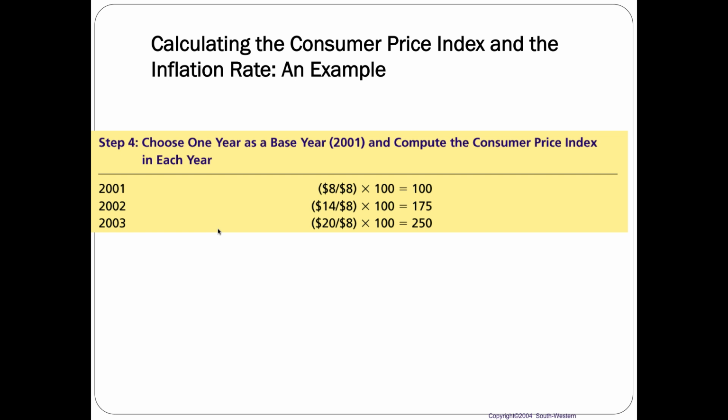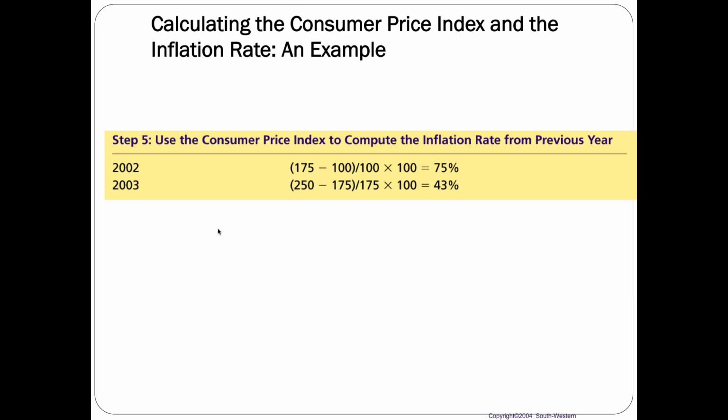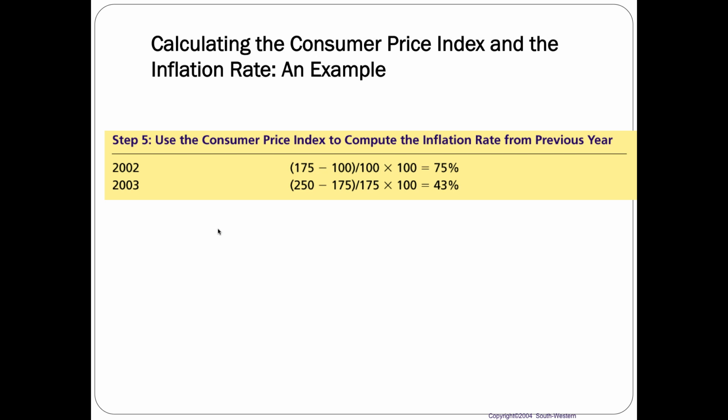Now, after you figure out your CPIs, you can pretty easily compute your inflation rates from year to year. So remember that your inflation rate is equal to CPI 2 minus CPI 1 divided by CPI 1 times 100. CPI 2 is the later year, and CPI 1 is the earlier year.